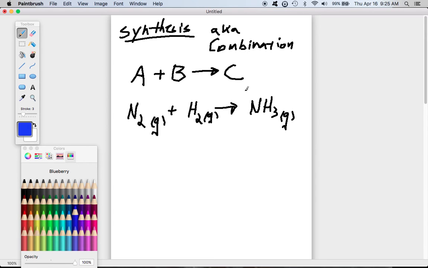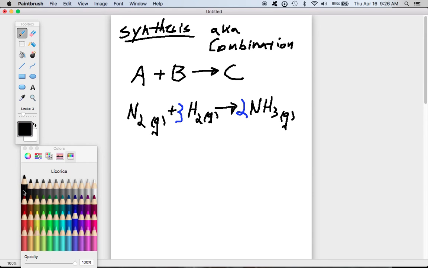But this isn't balanced right now, so what I'm going to do is I'm going to look at my nitrogens, and I'll put a 2 there to balance out my nitrogens, which gives me 6 hydrogens. And I'll put 3 hydrogens there, and that's all balanced out. And that is a synthesis chemical reaction.